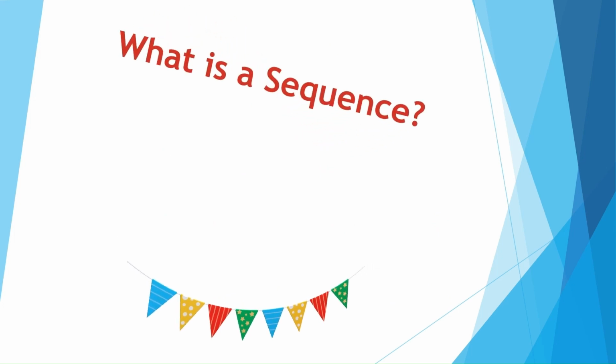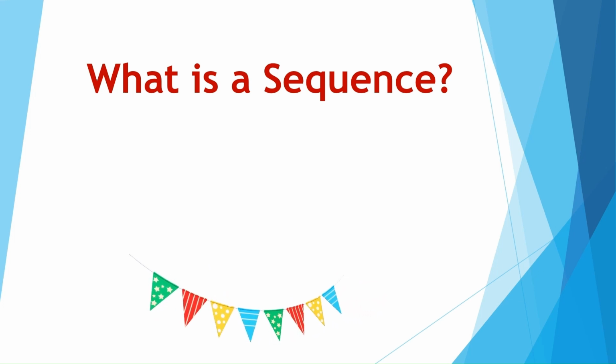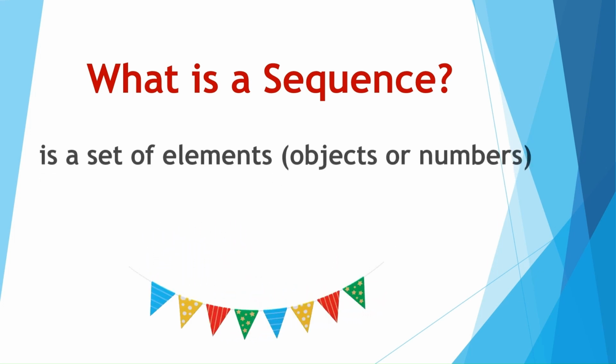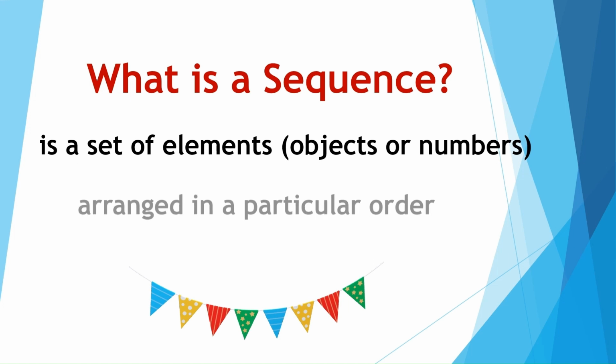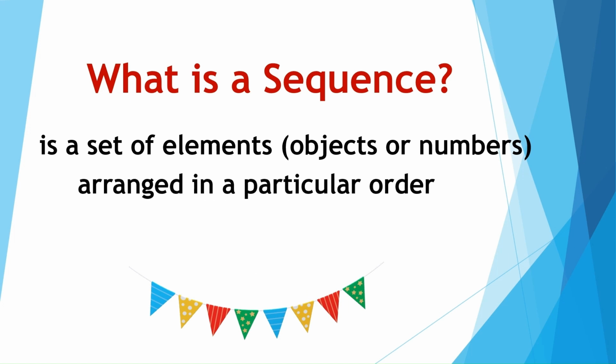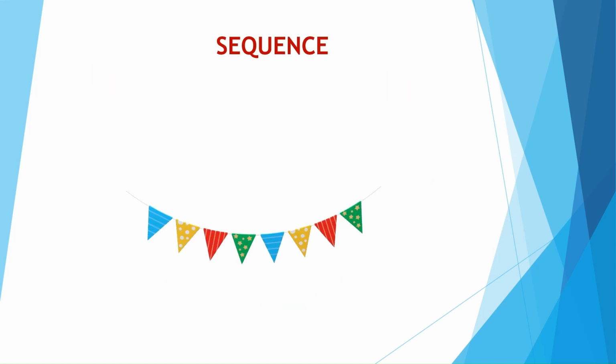First, let's define a sequence. What is a sequence? A sequence is a set of elements, maybe objects or numbers, arranged in a particular order, following a specific rule or pattern. In a sequence, the elements are placed in a specific order so that one comes first, followed by the next, and so on.